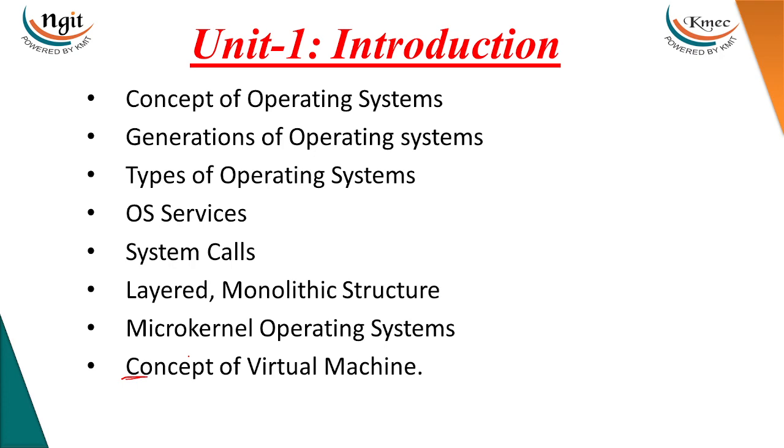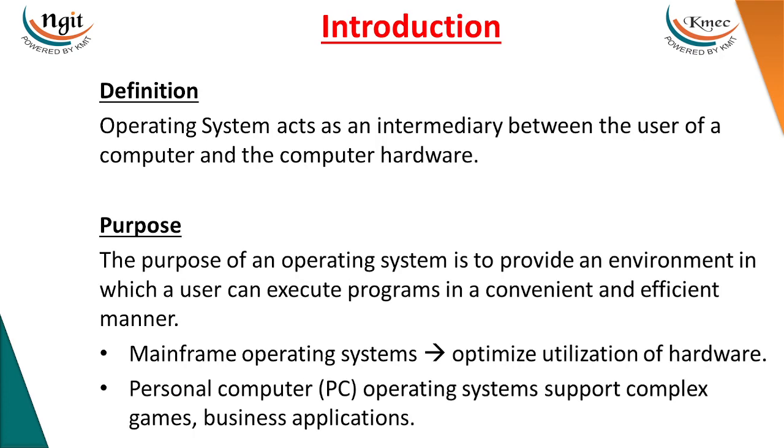So the first topic is concept of operating system. We'll see the definitions. There is no fixed definition for operating system, but there are multiple definitions. Out of those, based on the requirement, the definitions are taken. So the basic definition of operating system is that the operating system acts as intermediary between the user of computer and the computer hardware. The purpose of this operating system is that it provides an environment within which the user can execute programs in a convenient and efficient manner.